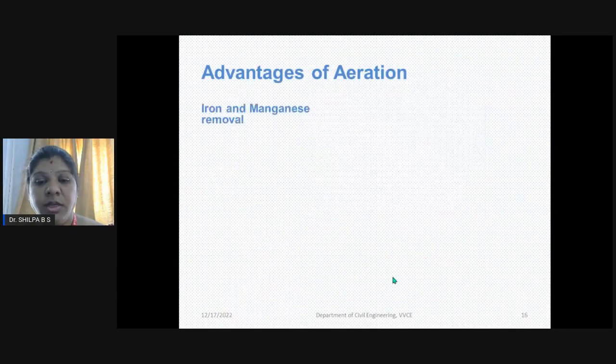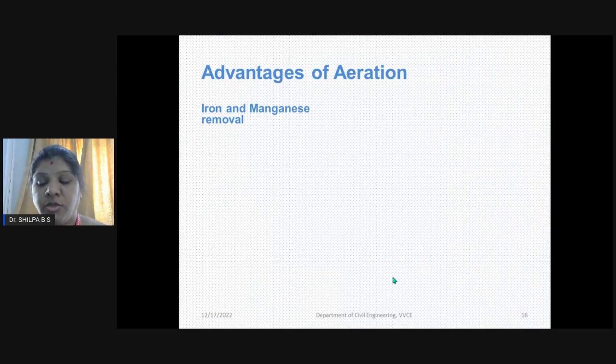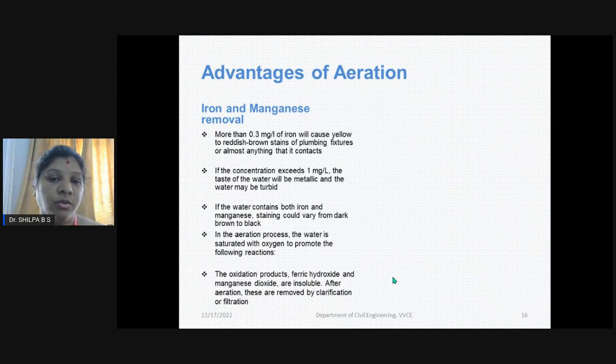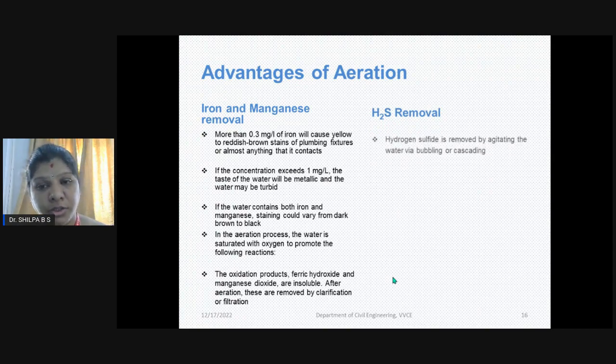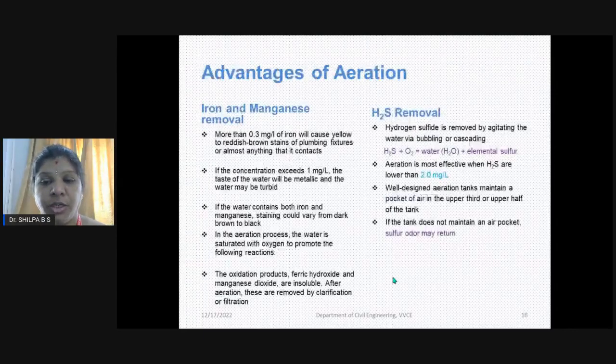Next, another type is the mechanical aerator, which is most commonly used in wastewater treatment. The advantages of using this aeration are that we can remove iron and manganese. Similarly, not only iron and manganese, we can also remove hydrogen sulfide, and this is how the reaction takes place when we do the aeration.